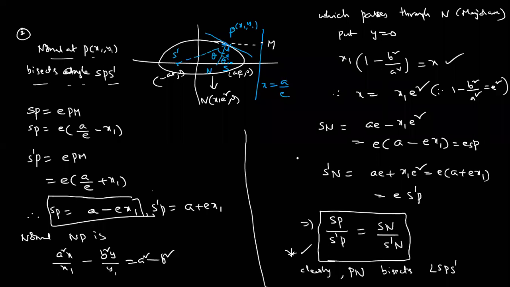Conclusion. What is the conclusion? Write down. An incident ray from the focus S, after reflection at the point P by the ellipse, passes through the other focus S dash.